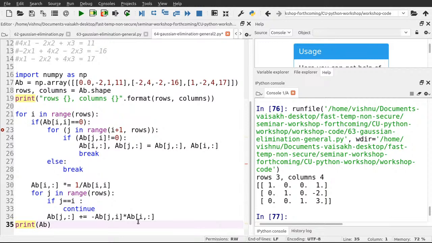Let's try to see. There is some error. What is that? Invalid, J in range. What is the error here? Equal to 0. Is there any indentation error? I plus 1 rows. ABII equal to 0, for J in range I plus 1 rows. So what's the problem here?